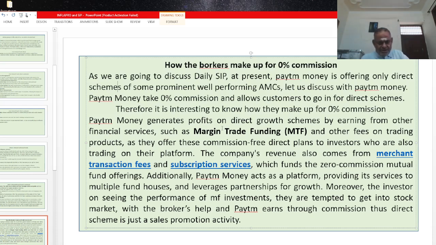Moreover, on seeing the performance of mutual fund investments, the investor is tempted to get into the stock market with the broker's help, and Better Money earns through commission. Thus, the direct scheme is just a sales promotion activity.